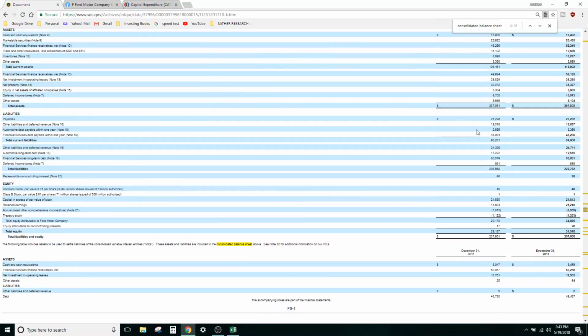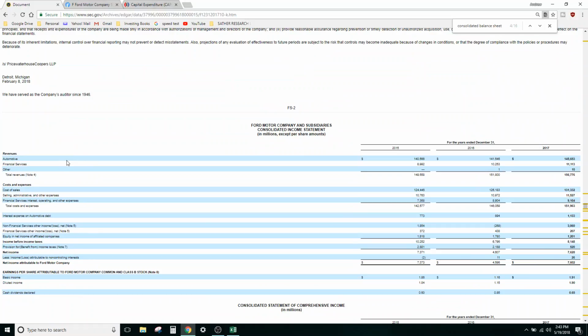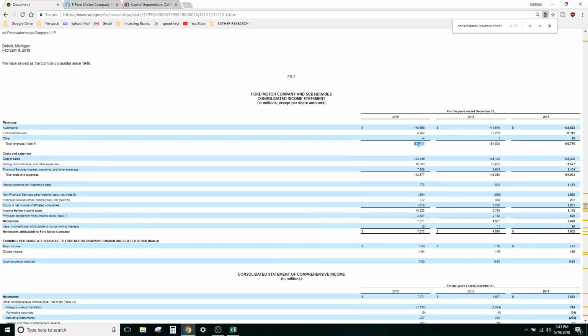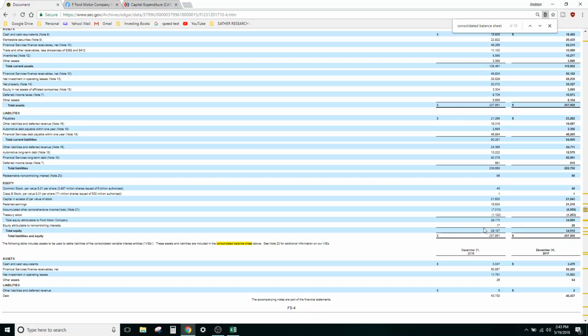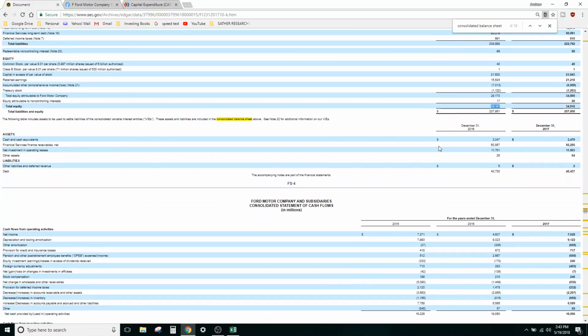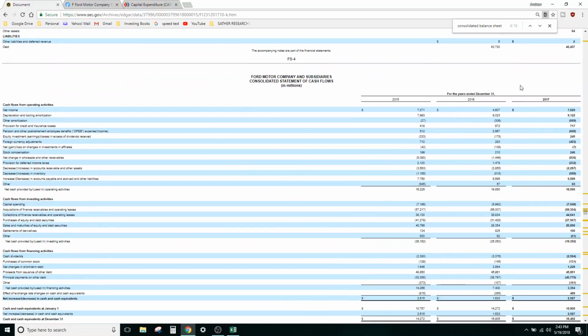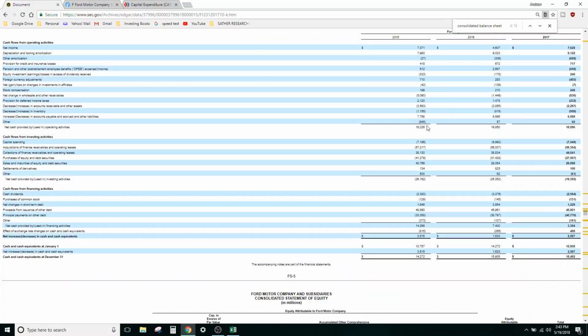Based on that, right, I want to make sure I have enough revenue when I buy a business, when I buy a stock. I want to have enough earnings. I want to have enough assets. I don't want too many liabilities. And I want to make sure I have enough book value, enough shareholders' equity. And what's the cash flow statement? I want to make sure I have enough cash.